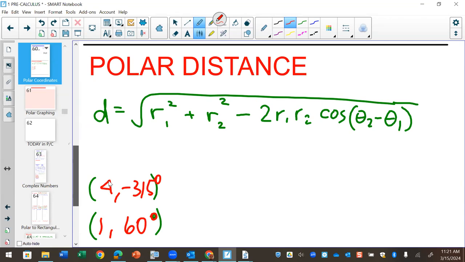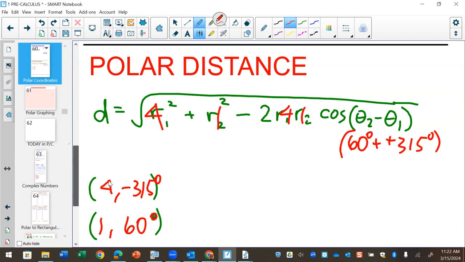Okay, so we're going to put a 4 here and square it. And that makes 1 right there. And then it's 4 times 1. And what did we say? The thetas, it doesn't matter what order you put them in. So you can do 60 minus a negative 315 or the other way around.